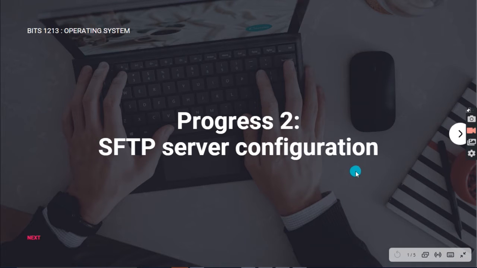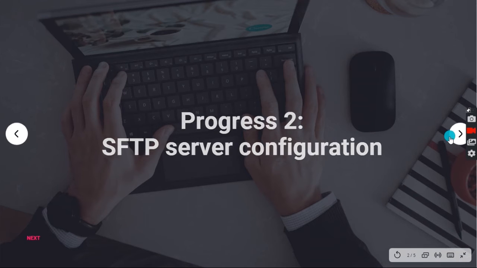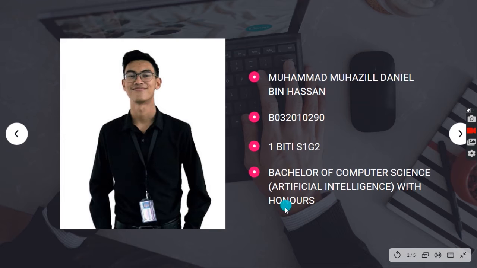Before I explain SFTP server configuration, let me introduce myself. My name is Muhazill bin Hassan. My metric number B0320102990. I'm from 1 BITI S1G2.